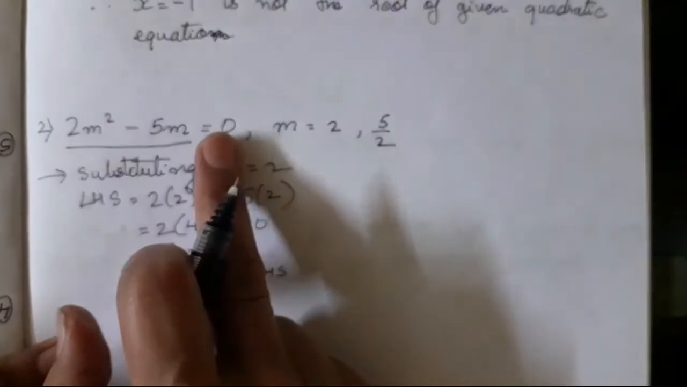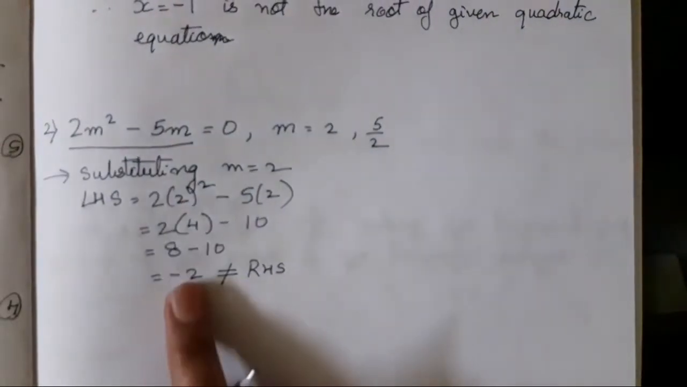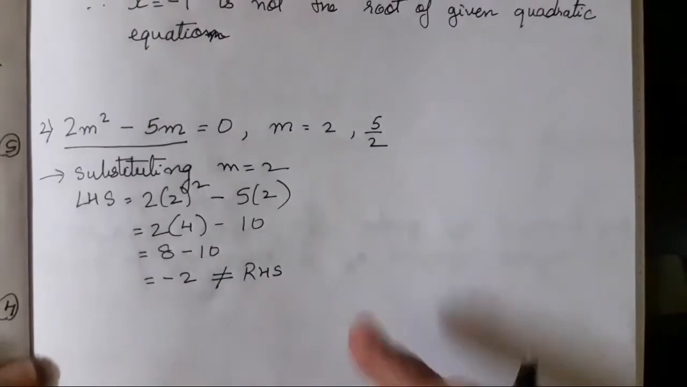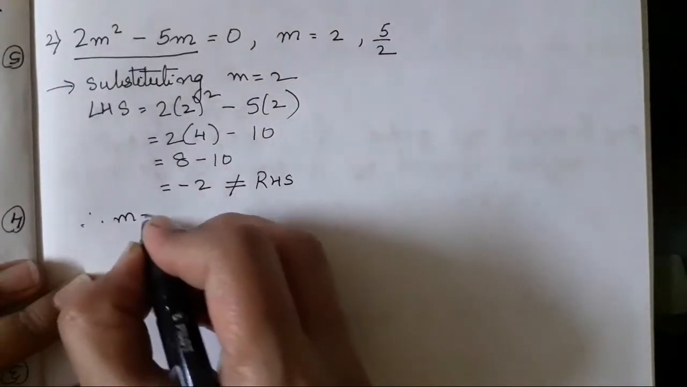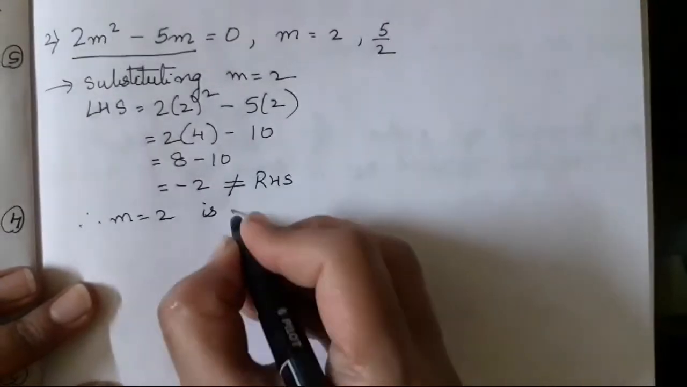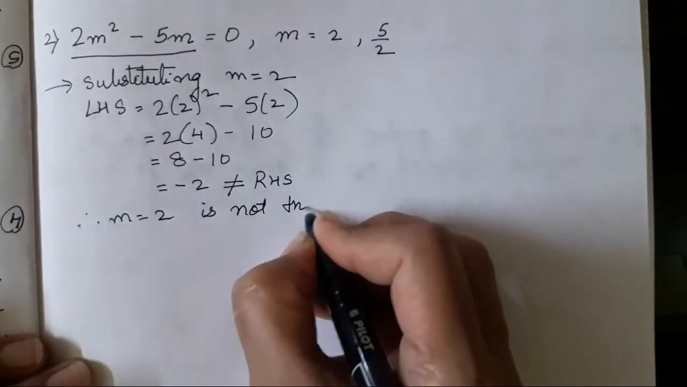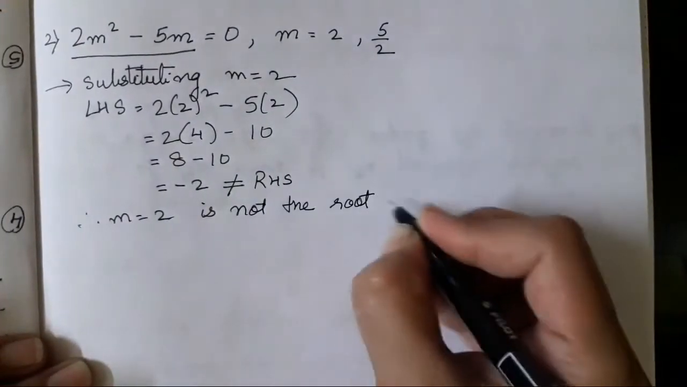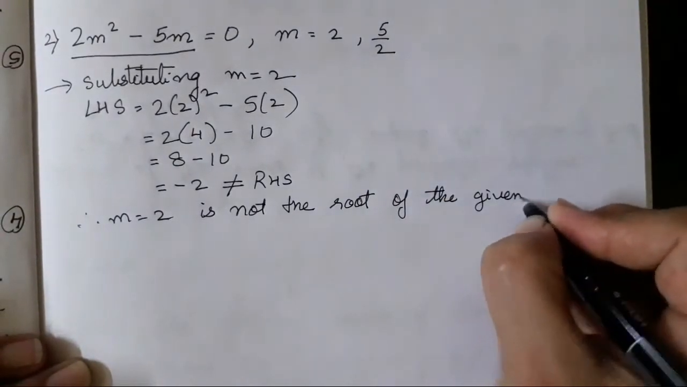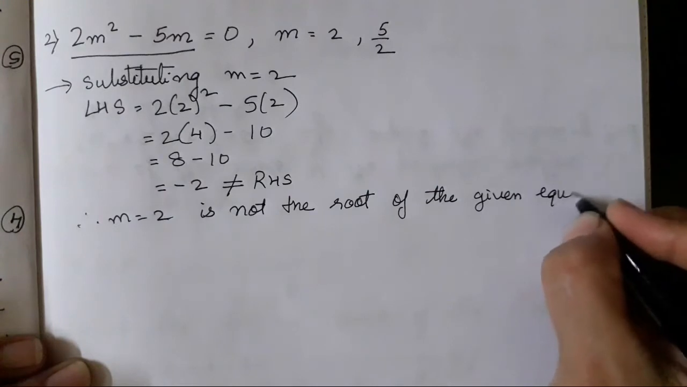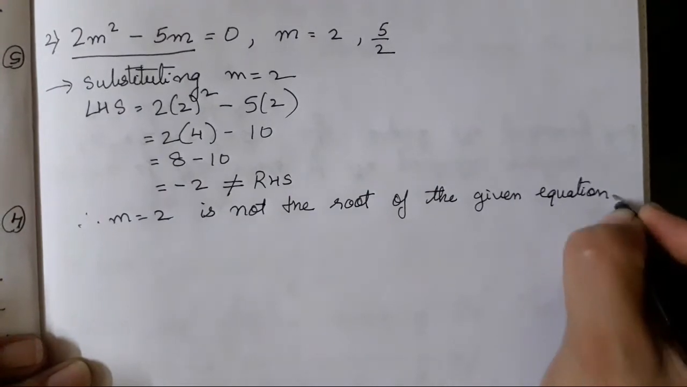Okay, RHS is how much? 0. So it's not having answer as 0. So it is not the root. So you all have to write it. m is equal to 2 is not the root of the given quadratic equation or given equation.